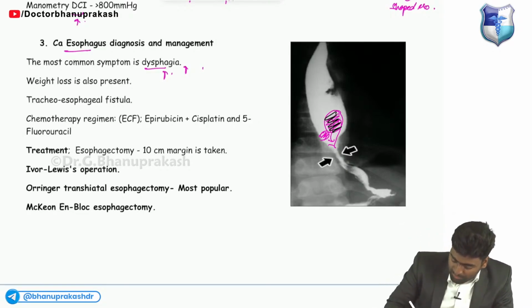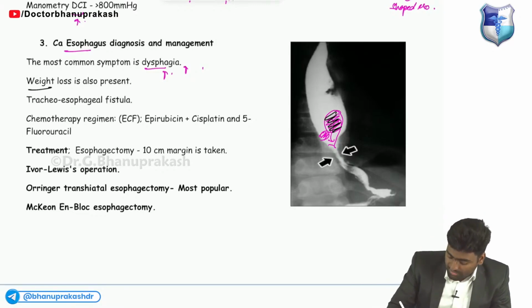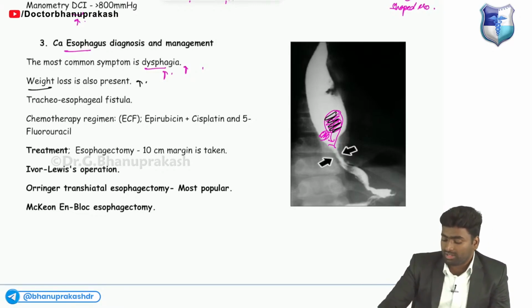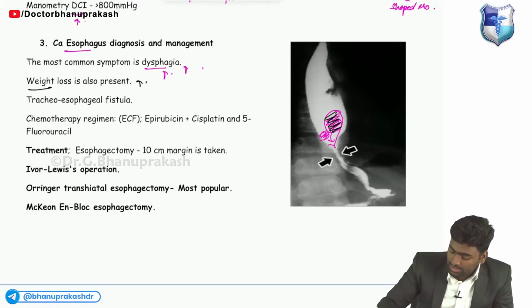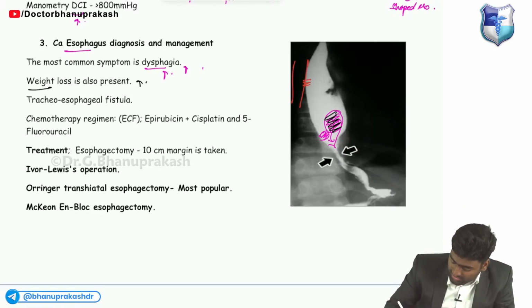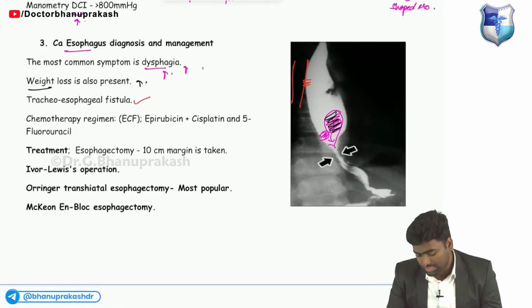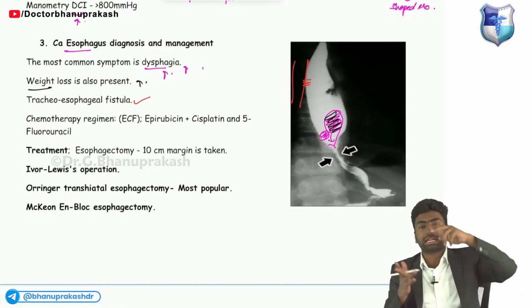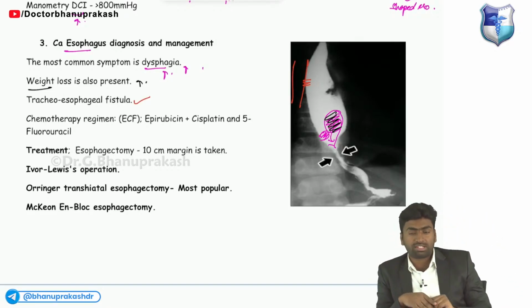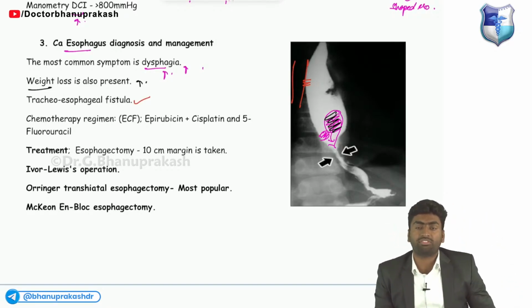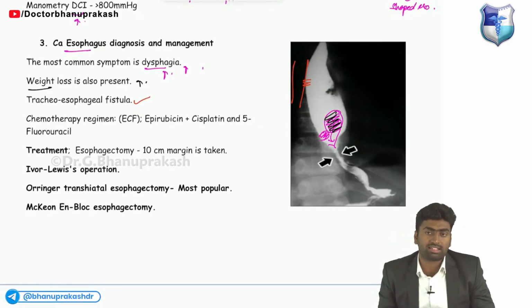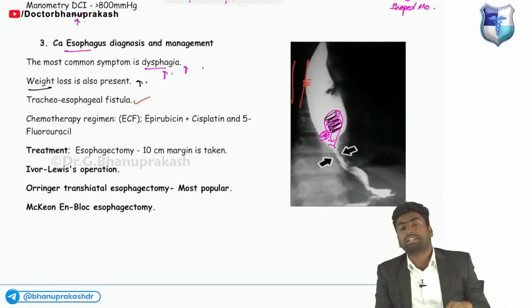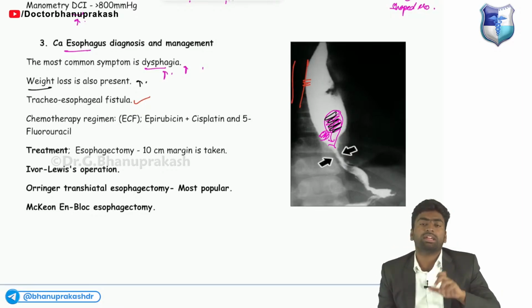Because of this dysphagia, there will be weight loss, and in the later part, the esophagus may get connected with the trachea and cause a tracheoesophageal fistula. Remember this. For this, we can do a few procedures, for example removing the esophagus where the cancer is present. The most common esophageal cancer is squamous cell cancer, mostly at the midline, whereas if it occurs at the inferior part, it will be adenocarcinoma.